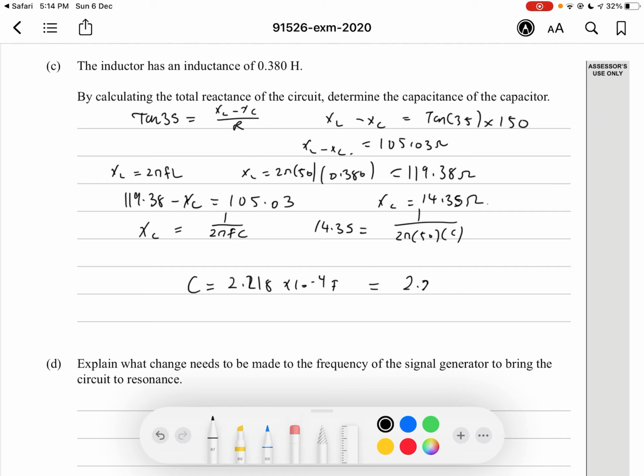2.22, which rounds to 2.22 times 10 to the power of negative 4 farads, to 3 SF. That should be our final answer for this question. Okay, 2.22 times 10 to the power of negative 4 farads, and that should be a merit level question. In terms of getting an achieved, perhaps if you can find the overall reactance, you can get an achieved.